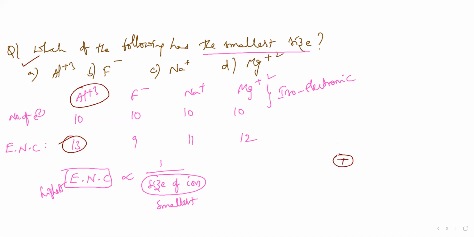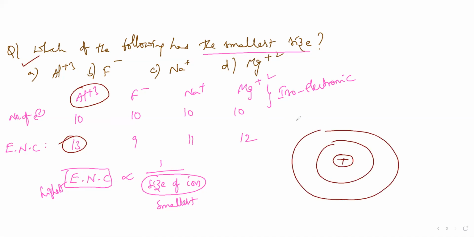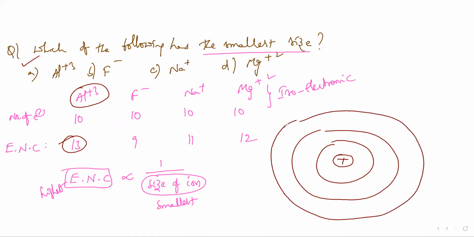This is nuclear charge, right? In the orbits, electrons are revolving. Now in total, how many electrons are there? 10 electrons, right?